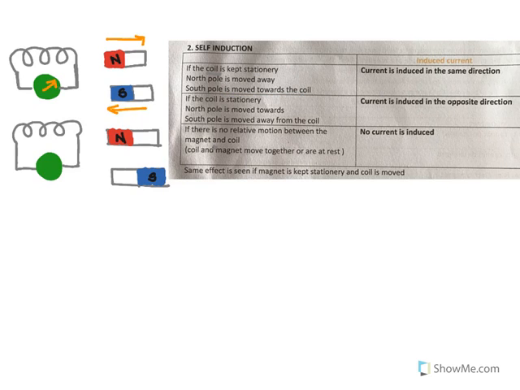Now again, if the coil is kept stationary and the north pole is moved towards, you'll find the deflection in one particular direction because current is induced. The same effect is shown when the south pole is moved away. So the north pole moving towards and the south pole moving away have the same effect on the galvanometer, the deflection in the same direction. So in this first case, if the current is in this direction, in the clockwise, in this case the current will be in the opposite direction.